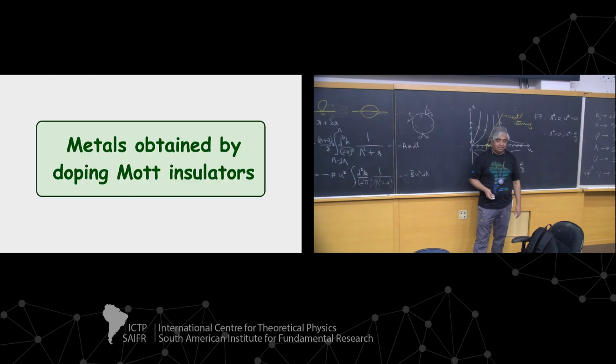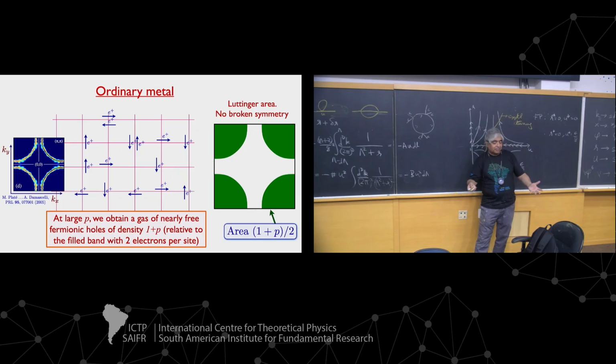Okay, so let me show you a few pictures of what you might expect. All right, so this is the Fermi liquid, where you have 1 plus p holes, just free holes, and then the area of this green region, in units where the whole area is 1, is (1 plus p) over 2, because the factor of 2 is for spin.